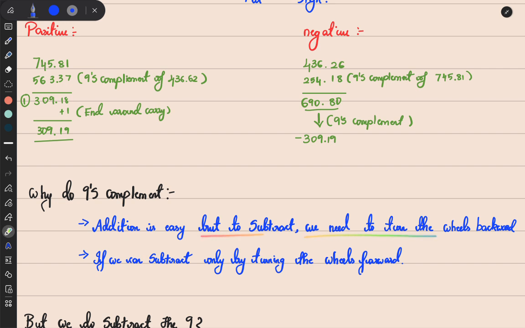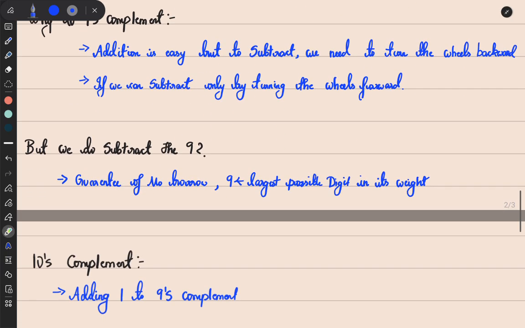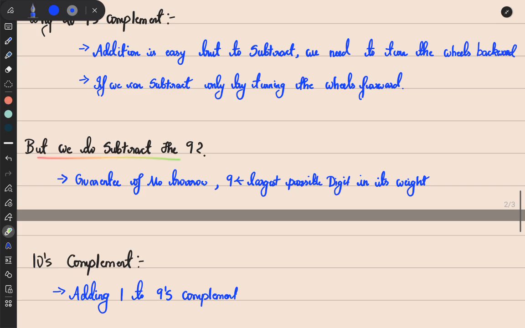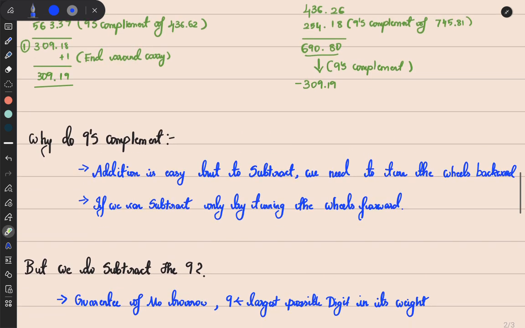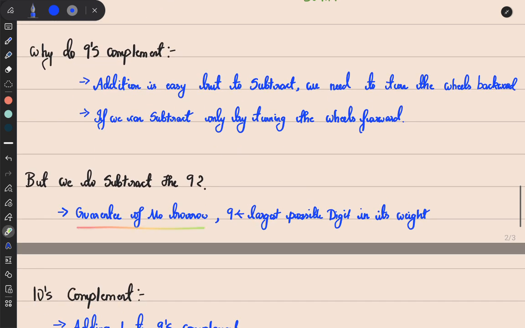So first of all, performing addition is very easy, but to subtract, we need to turn the wheel backward. But while using the 9's complement, we can do subtraction by turning the wheels forward itself. So basically, we don't really need to turn the wheels backward, but while moving the wheels forward, we can technically subtract those two numbers. But we do subtract the 9 in the 9's complement, right? So doesn't that count as subtraction?